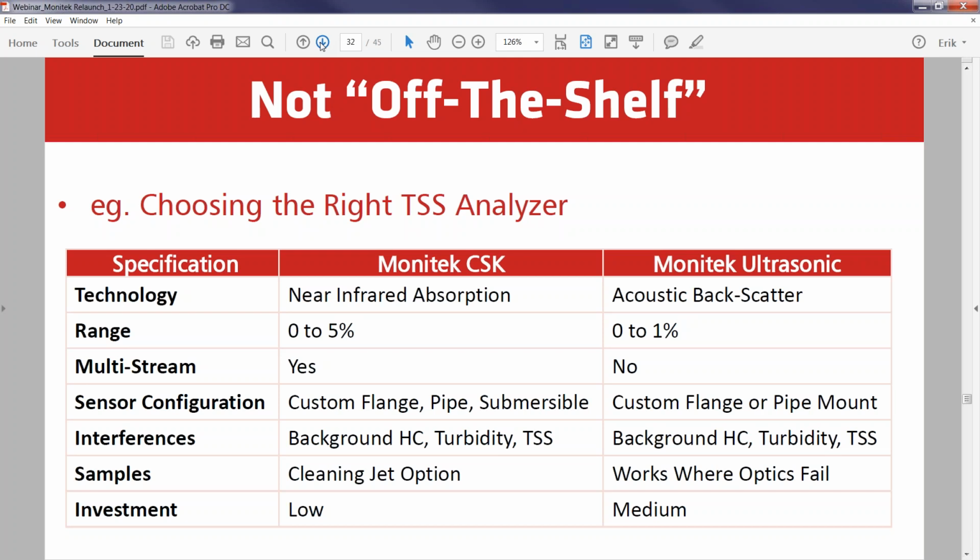Still, you can do a custom flange, or you can actually mount this into a pipe, whereas the Monitek is fully submersible if you'd like. In terms of the interferences are going to be similar, but really where you're looking at applications, again, the samples where the light source is going to potentially get clouded over or filmed, the ultrasonic is going to work typically in those applications and give you better speed of response and certainty of measurement in those types of applications. In terms of the investment, the Monitek is typically a little bit more cost effective, whereas the ultrasonic is going to be a little bit higher in price.